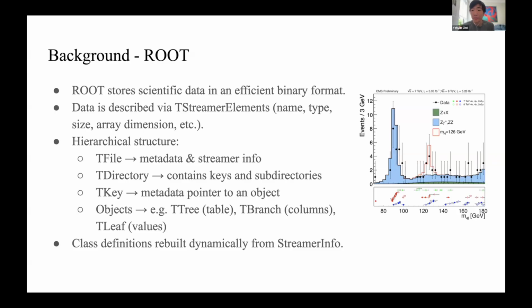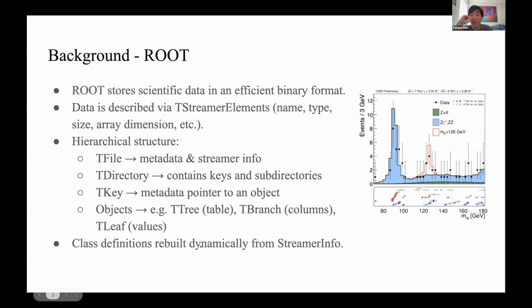The structure is also hierarchical. You have a TFile which contains metadata and streamer info, and inside that there are TDirectories which hold objects or subdirectories. Each object, which is the actual data, is referenced by a key, which also provides metadata. So there is a literal tree of metadata and data in a root file. That is something that Uproot works on.